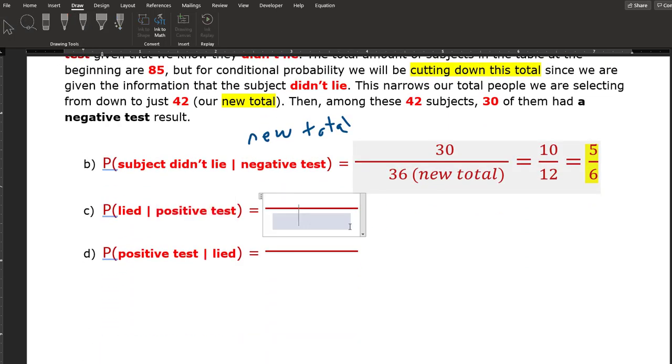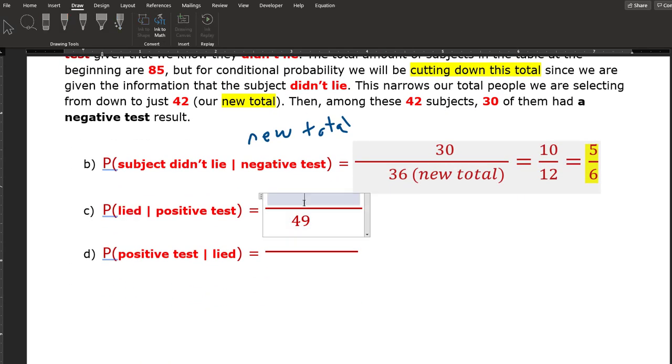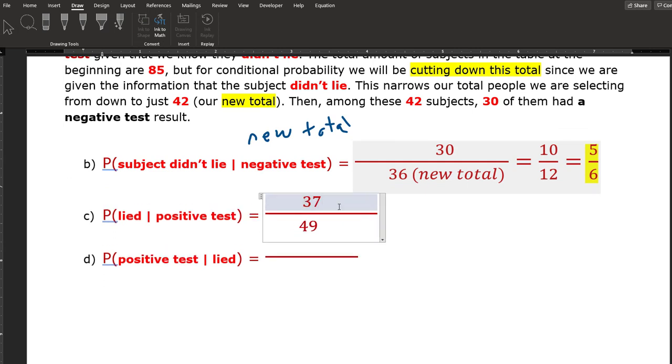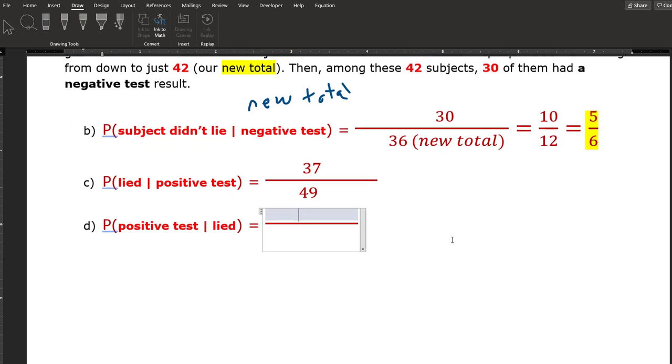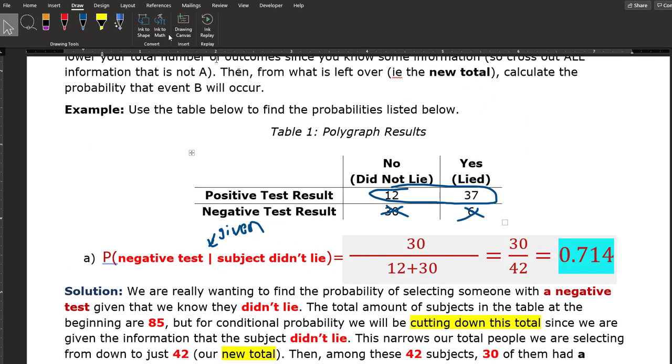Now we want to say, of those 49 that are left, how many ended up lying? Well, we see that there's going to be 37 that lied. So this will be 37 over 49. And you can reduce that to a fraction or a decimal, whatever is needed. Okay, what about doing these the other way? What if we swap the order of these bars? Well, positive test given that they lied right here. Let me erase my last stuff right here.